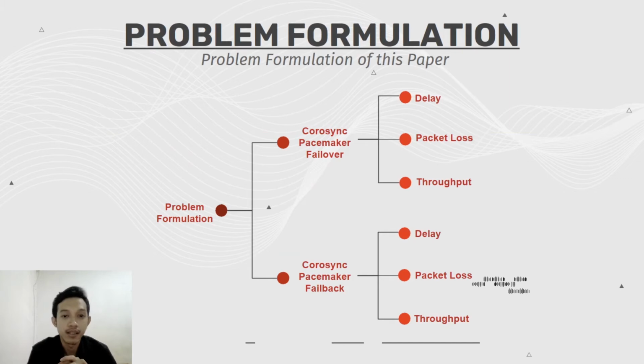Okay, the problem formulation of this paper is: first, the effect of using different high availability methods on the failover and failback process; second, the resilience quality of OSGP clustering and Corosync Pacemaker high availability to the number of hosts and switches; and third, the quality of the QoS parameter values for the failover and failback process of the different methods.